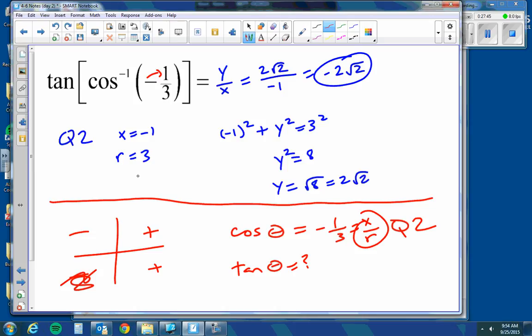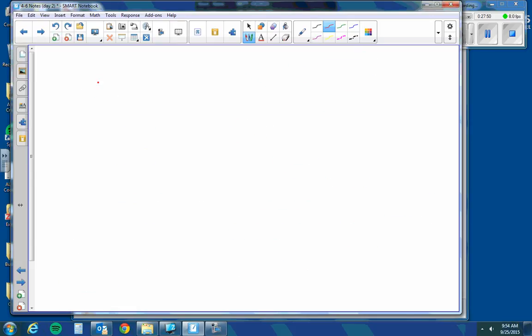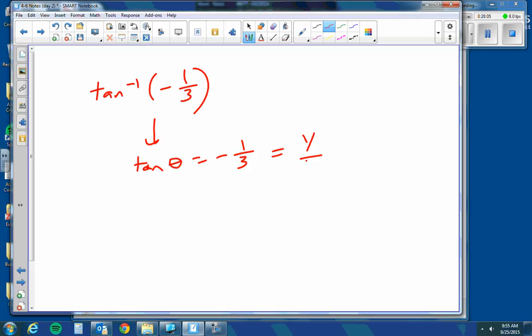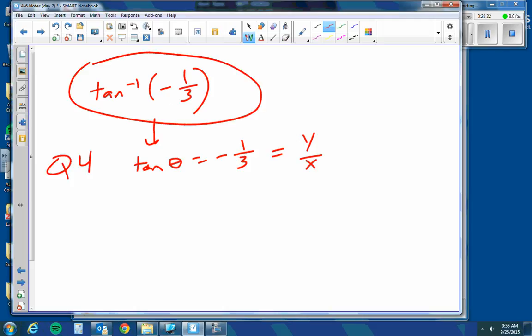That brings up a good point. Tangent is y over x, right? So the equivalent of saying we have some angle where tangent equals negative 1/3. Well, fine, tangent is y over x. Which quadrant are we in here? If you do inverse tangent, it's first or fourth. So you must be in the fourth quadrant in this case. If you use inverse tangent to get your angle, it's the same as inverse sine.